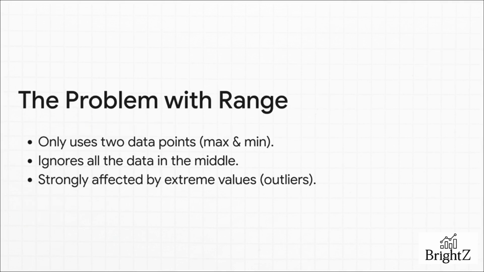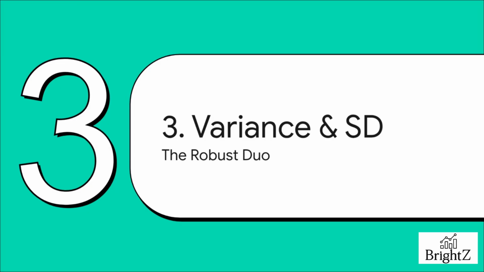But, and this is a big but, the range has a huge flaw. Because it only looks at two data points, the absolute highest and the absolute lowest, it ignores everything else in the middle. This means one crazy game, whether it's amazing or terrible, can make a player seem way more inconsistent than they really are. Okay, so clearly we need something better, something more robust that considers every single data point.